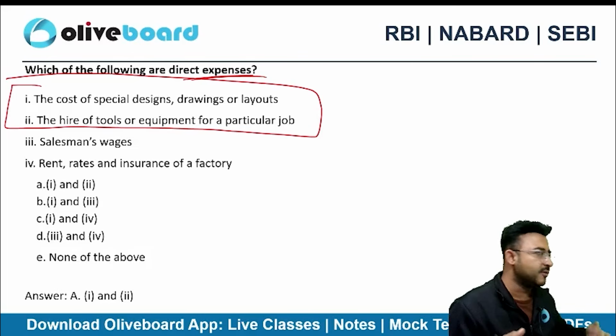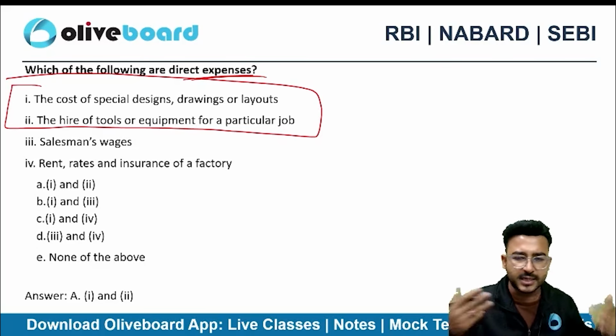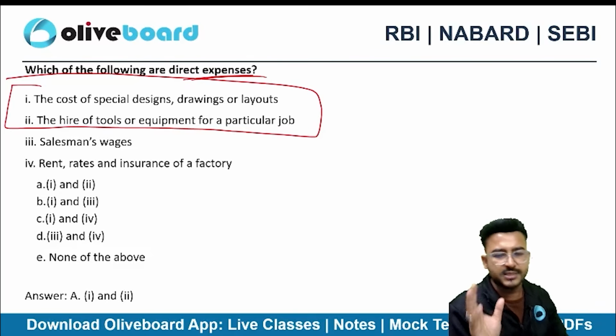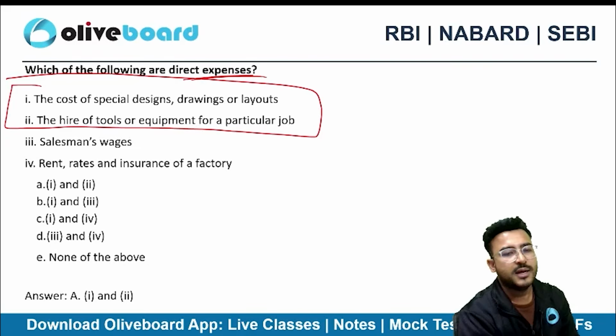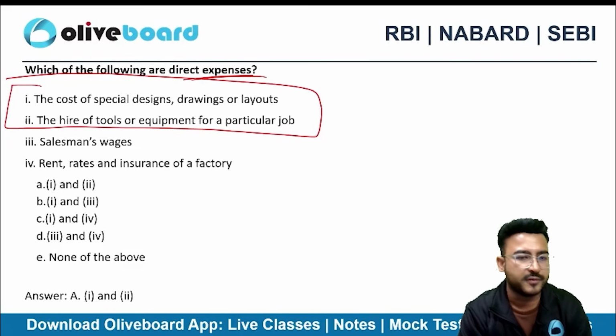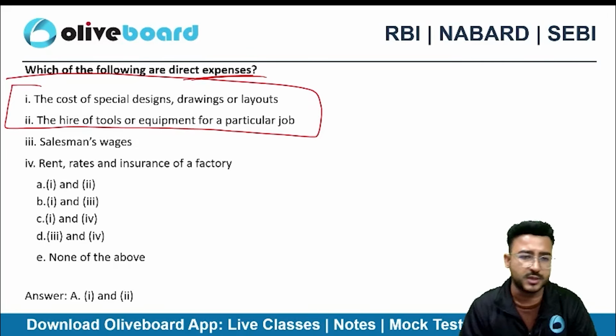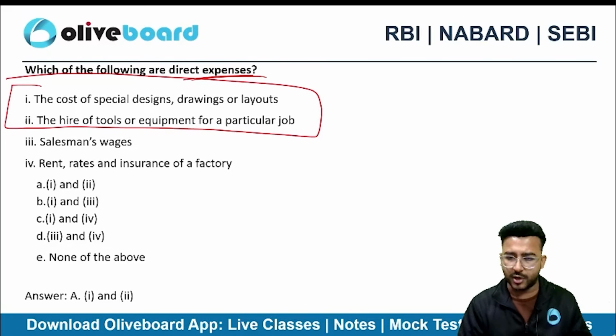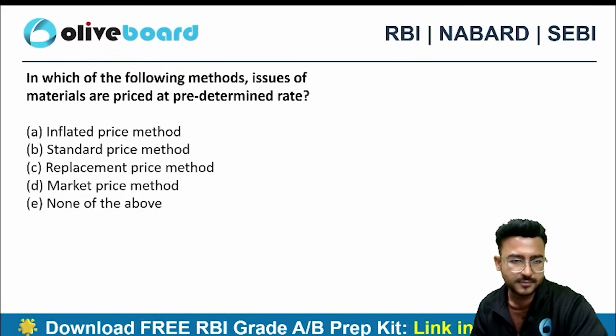Now, salesman, they will be selling all the products. That's an indirect cost, and that's a part of my selling and distribution overheads, particularly selling cost. Rent, rates and insurance of a factory is more related to factory cost, right? It's more related to factory overhead and not a direct expense.